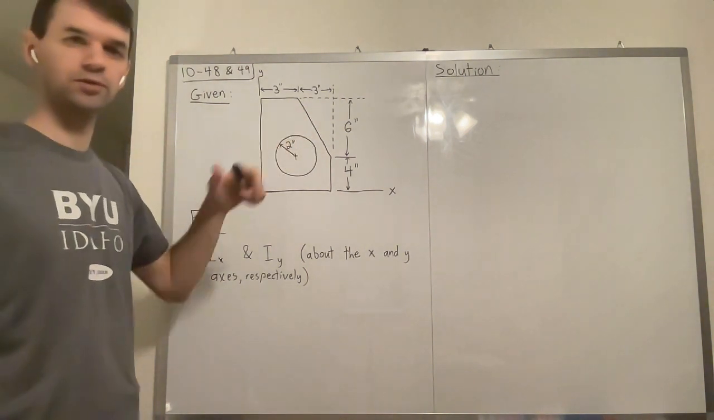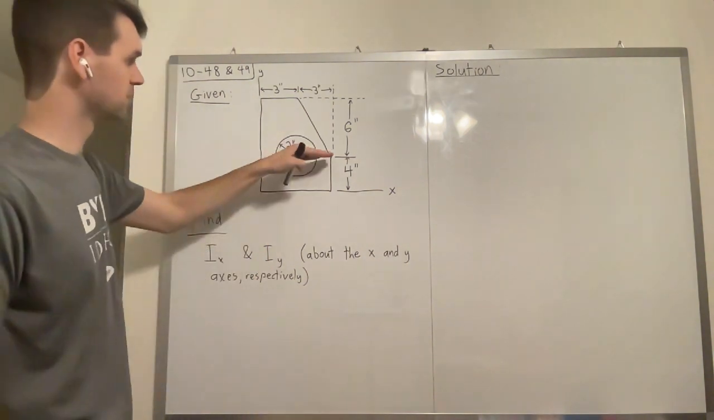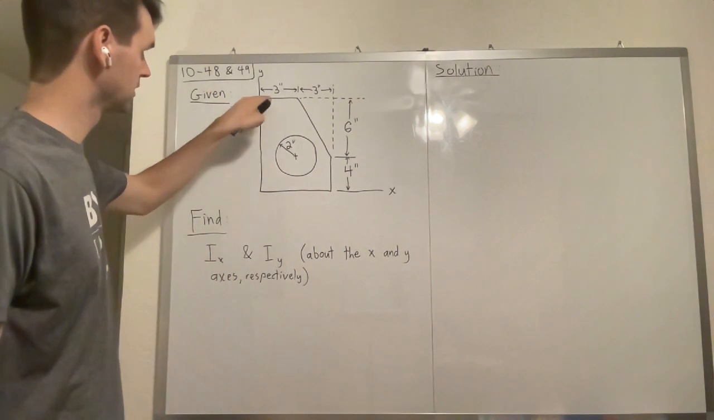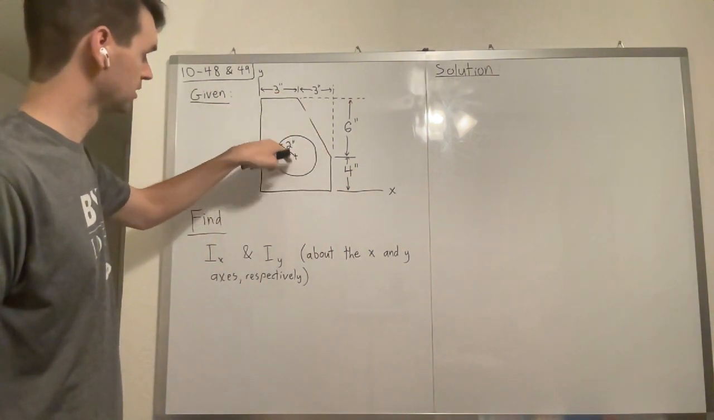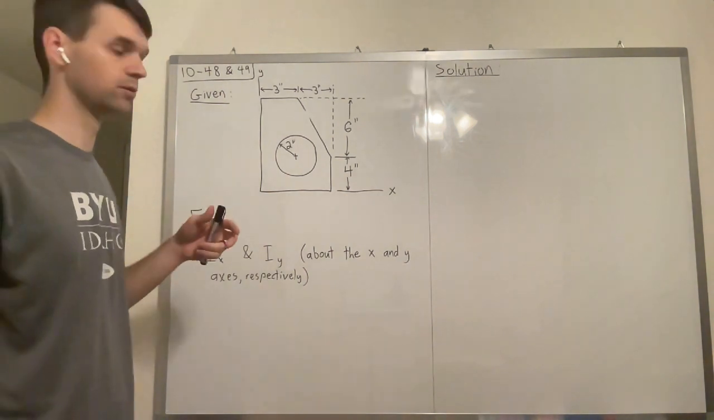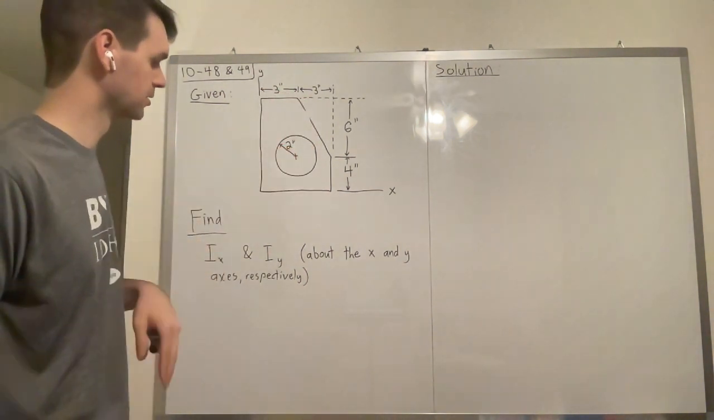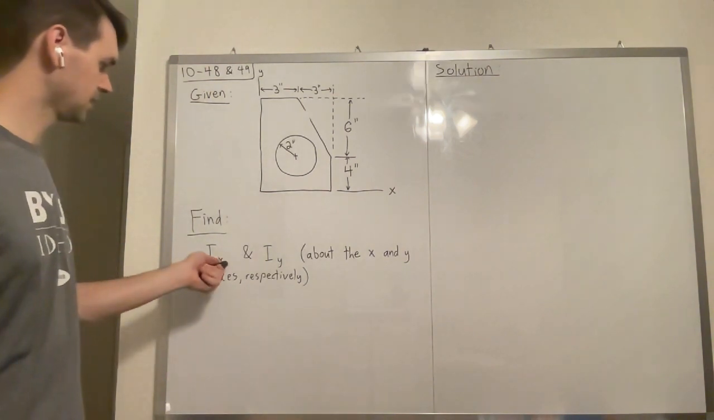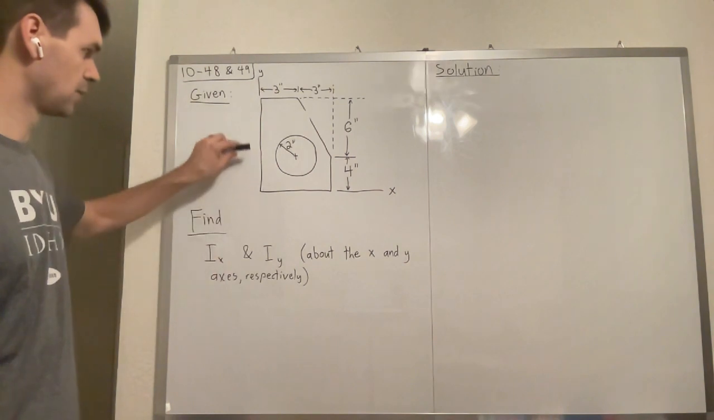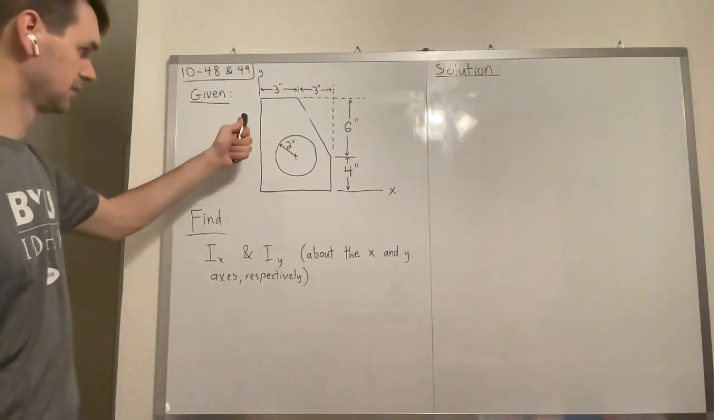Now, similar to centroids of composite shapes, there's multiple ways you could approach this. You could break this into a rectangle here, and a rectangle here, and a triangle here with a circle cut out. For this approach, I'm going to imagine that I have one big rectangle with a cutout triangle and a cutout circle. And what we're asked to find is the moment of inertia, Ix. So that's the moment of inertia about an x-axis and about the y-axis.